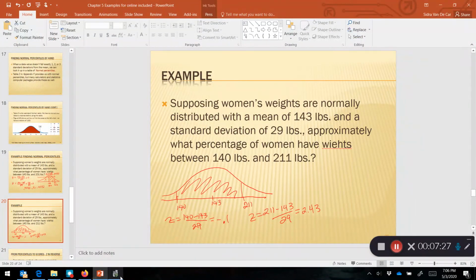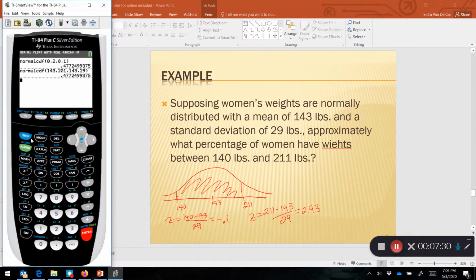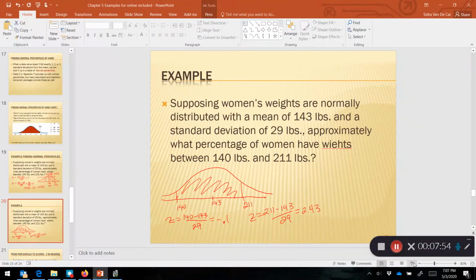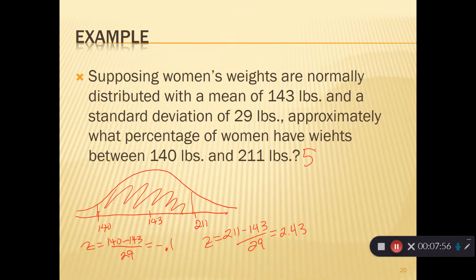So again, with the calculator, I can just go second, distribution, normal CDF. We're going to go from 140 to 211 with a mean of 143 and a standard deviation of 29. Notice that doing it this way on my calculator, I don't have to convert the z-scores. We get 0.5317. So we would say 53.17% of women have weights in between those values.